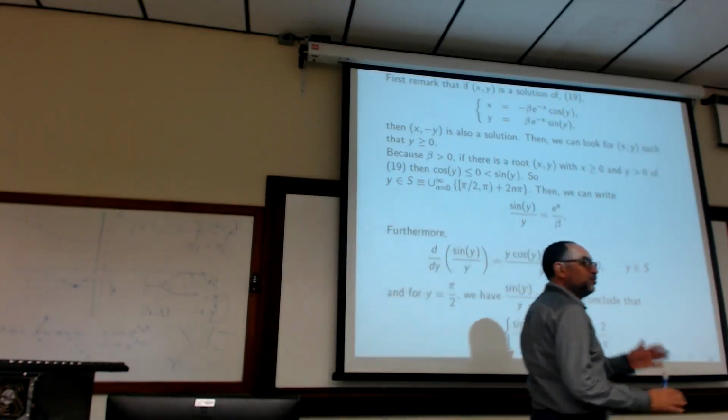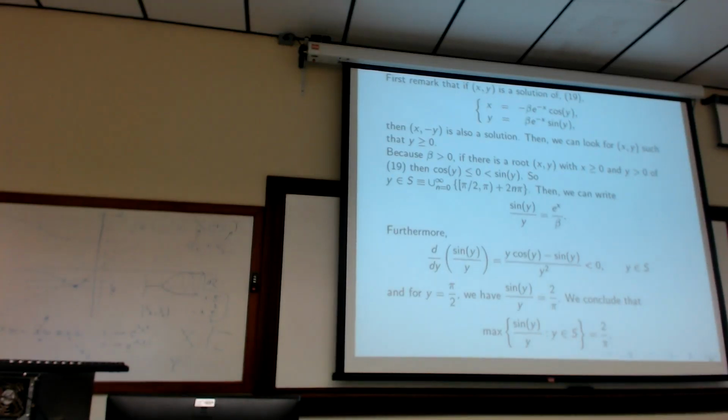This is a part of the proof. I will not prove everything, but it's only to show you how it works. First, we can remark that because we solve this system, if x, y is a solution, also x, minus y is a solution. Then we will not look for both x, y and x, minus y. We will suppose that y is positive and look only for x, y. If we have x, y, we will have x, minus y. Then we suppose y positive.